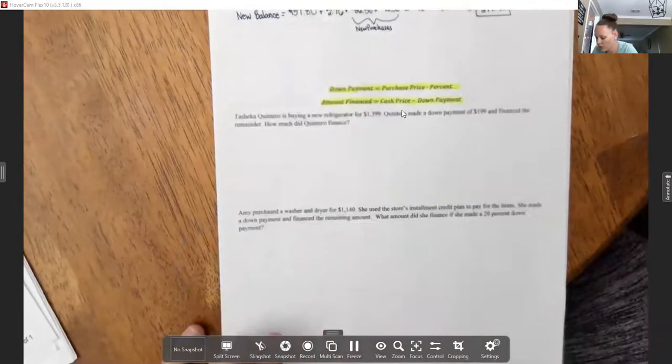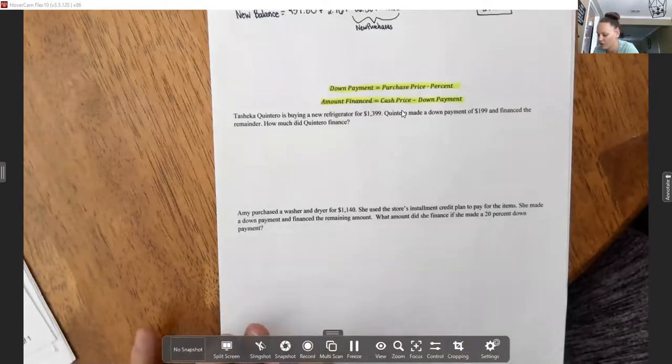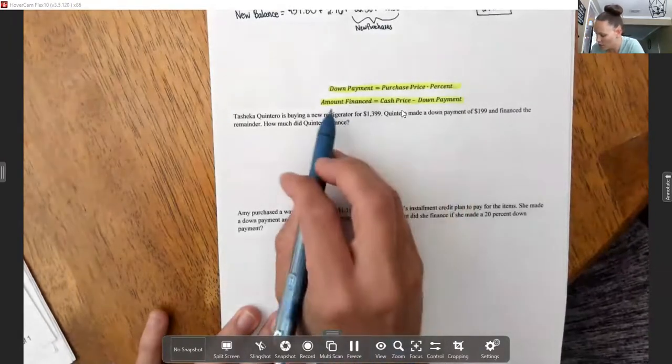So buying a new refrigerator, $1,399. Quintero made a down payment of $199. Financed the rest. How much did Quintero finance? So the amount financed.